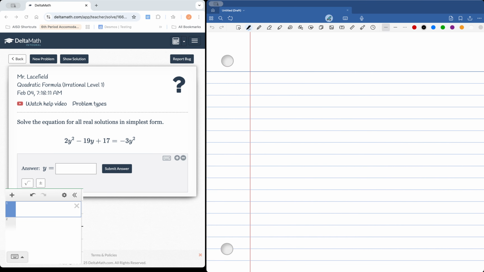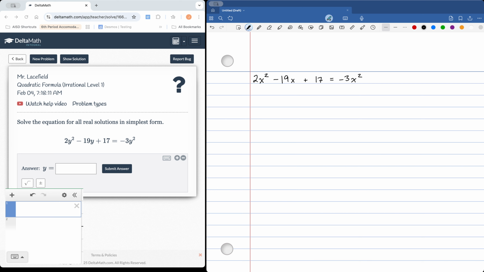Okay, we're going to solve this equation for all real solutions in simplest form, and we're going to use the quadratic formula. So for this problem, it says 2y squared minus 19y plus 17 equals negative 3y squared. What I'm going to do is change these to x's, so that's a little bit easier for me to read. But we got 2x squared minus 19x plus 17 equals negative 3x squared.